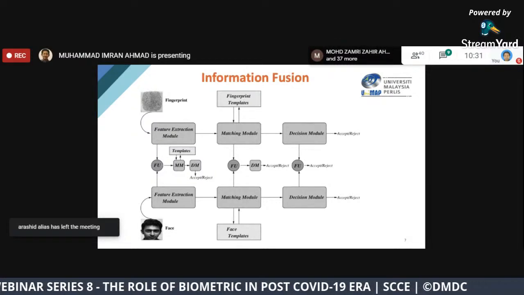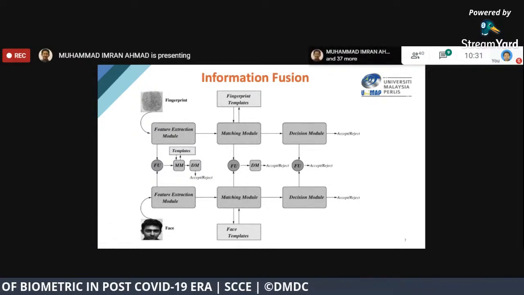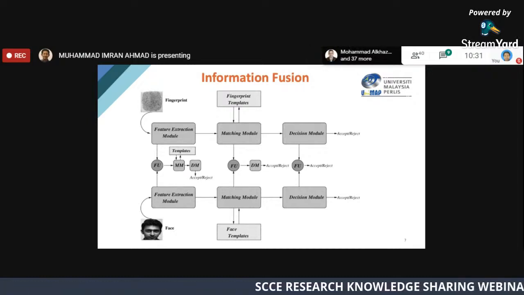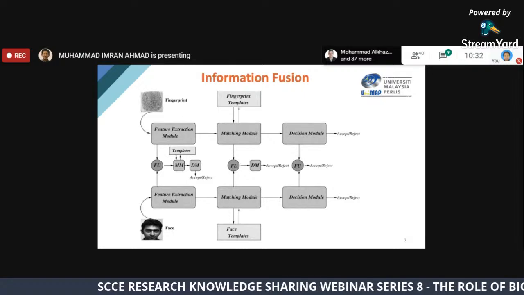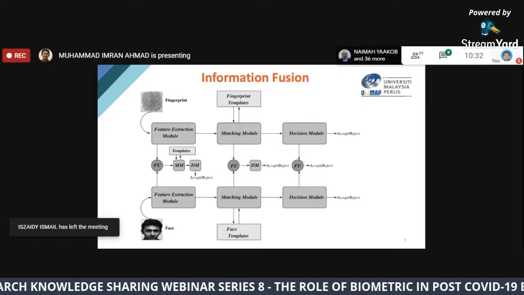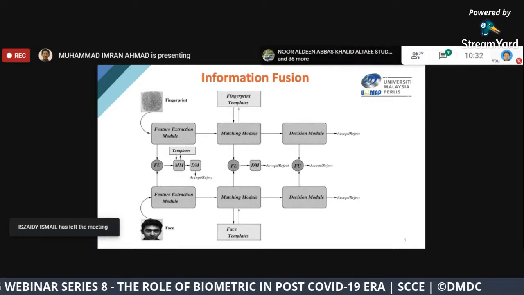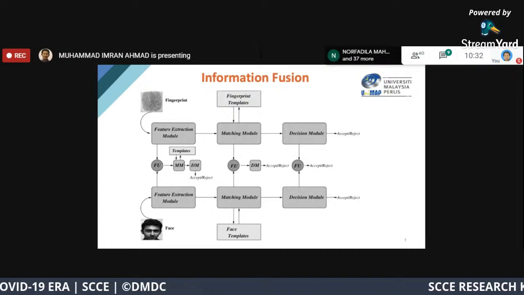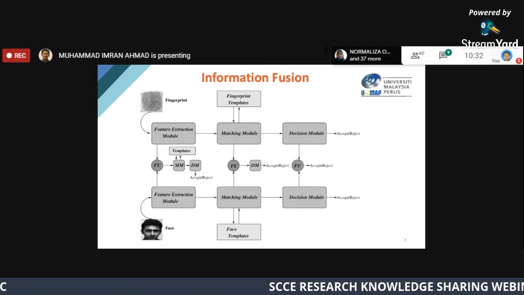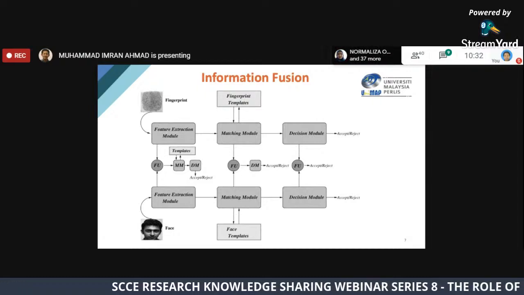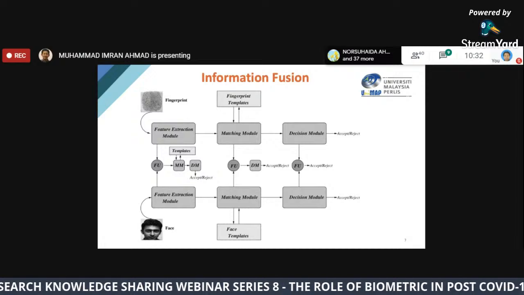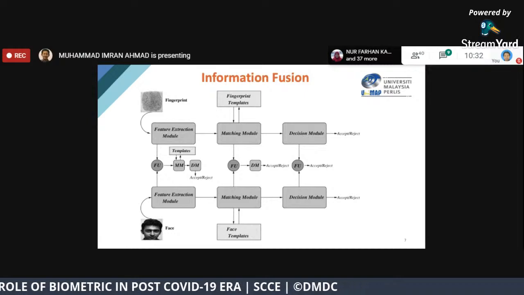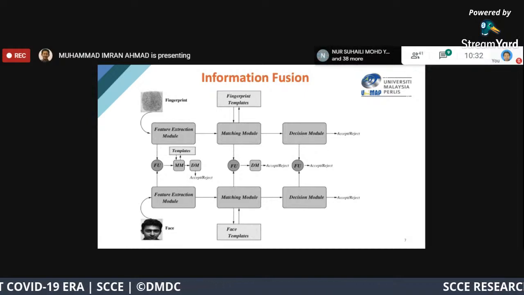For information fusion in biometrics, we can perform it at three different stages. Stage number one is feature extraction. When we have the output of feature extraction, we can fuse this vector. Another process to do the fusion is at the matching score level, the matching module. At the matching module, we have very limited information compared to feature extraction. At feature extraction, the system produces the richest information compared to the matching module and also the decision module. And the last stage of information fusion is the decision module.